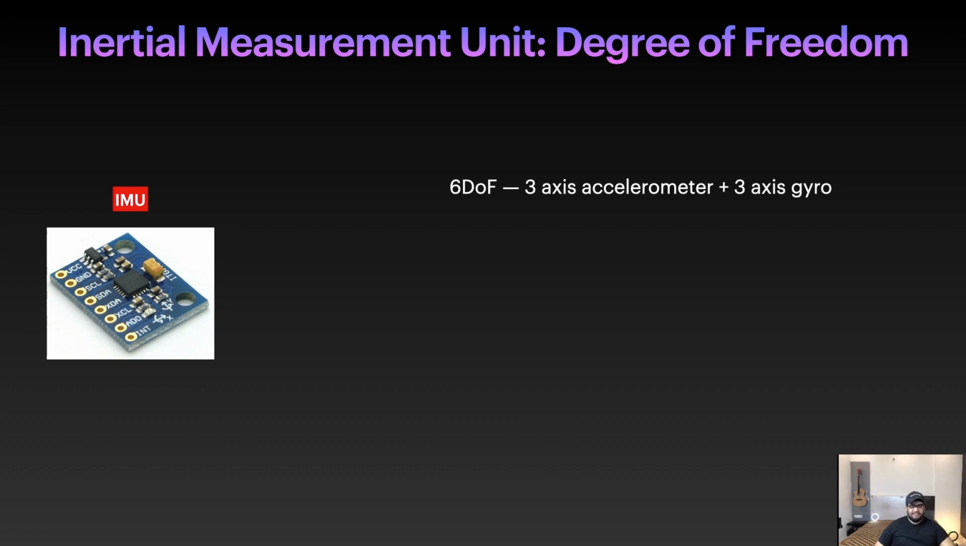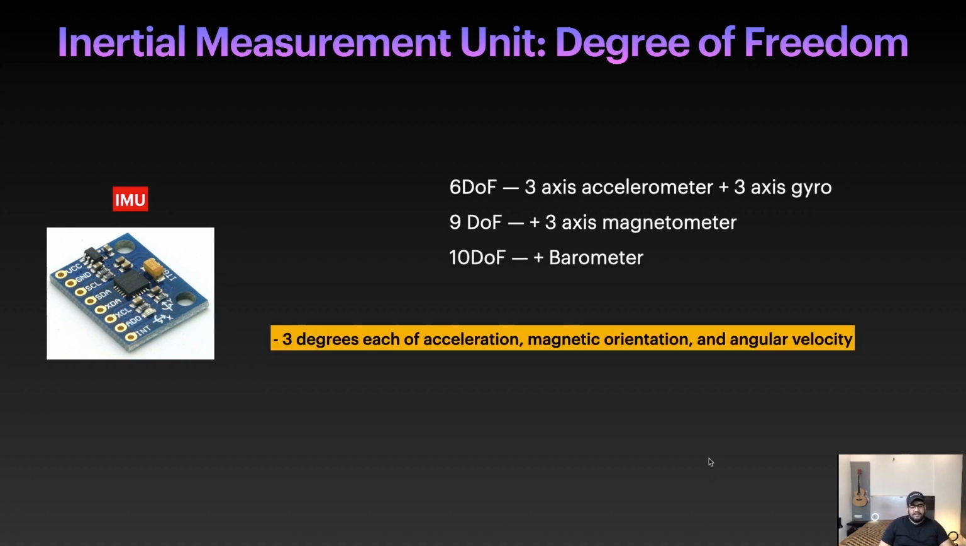Now there are some more advanced IMUs, and more advanced flight controllers containing them, like 9 degrees of freedom. A 9 degree of freedom IMU will have everything that a 6 degree of freedom has, that is a 3-axis accelerometer and 3-axis gyroscope. Apart from that, it will also have a 3-axis magnetometer. So that becomes 9 degrees of freedom, and we'll talk about what each of these does. Then we'll have 10 degrees of freedom. It will have everything a 9 DOF IMU has, but it also has a barometer. And what is happening here is that with the help of the accelerometer sensor, you can measure acceleration.